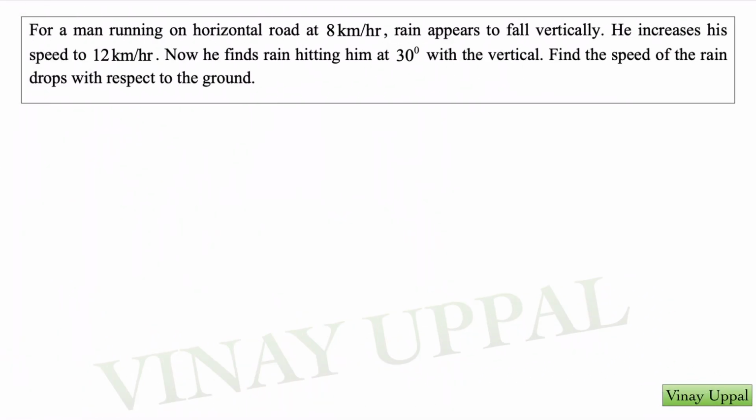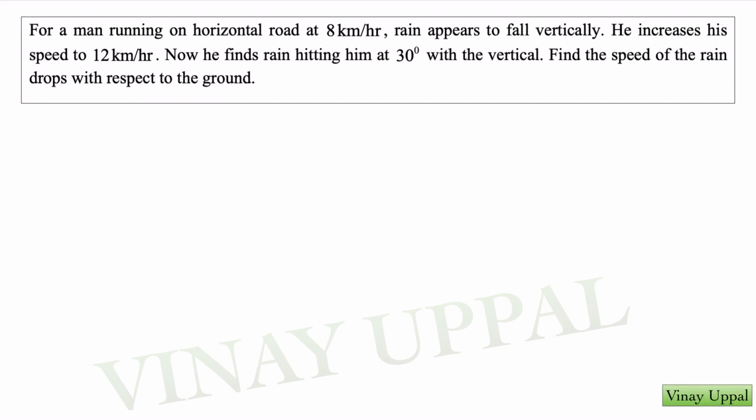Now let's take a look at a couple of questions. So let's just first read this question. A man running on a horizontal road at 8 kph, for him rain appears to fall vertically. So he increases his speed to 12 kph. Now he finds rain hitting him at 30 degrees with the vertical. Find the speed of the rain drops with respect to the ground.